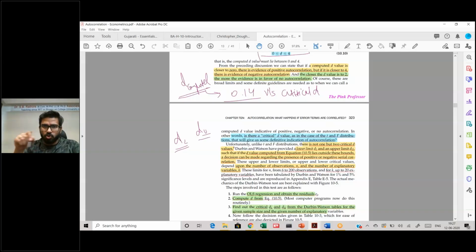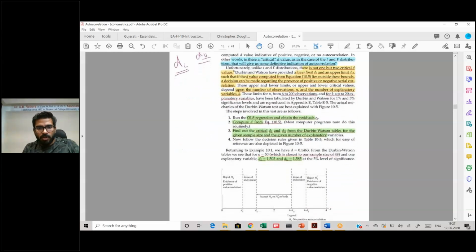if it's close to 2, you have no autocorrelation. If it is closer to 0, you have positive autocorrelation. If it's closer to 4, you have negative autocorrelation. There is presence of autocorrelation, but in between there is no value. So that can give you a hint that you will have 2 critical D values rather than 1 critical D value. Now, how do you calculate this?